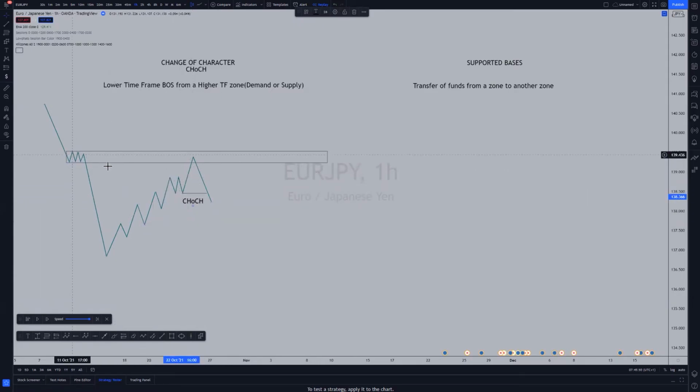So this is my base. This was mitigated. Of course, this is now a base. This base was mitigated, and the price traded downward. So my true supply now is this base, and this base is what I call supported base.